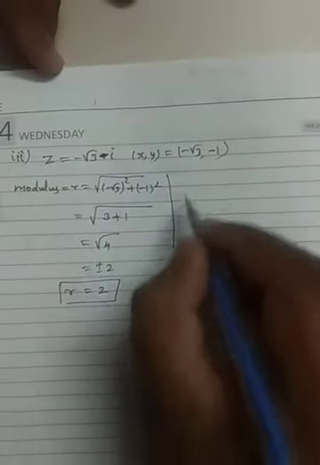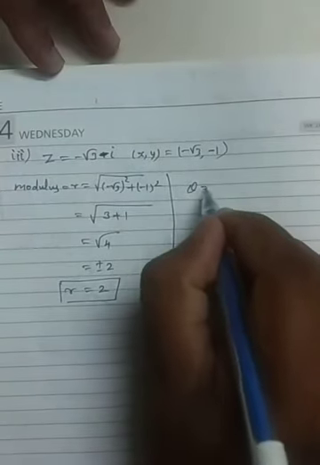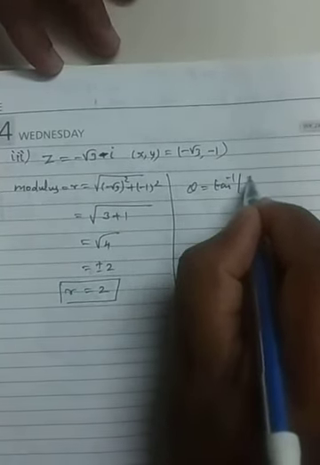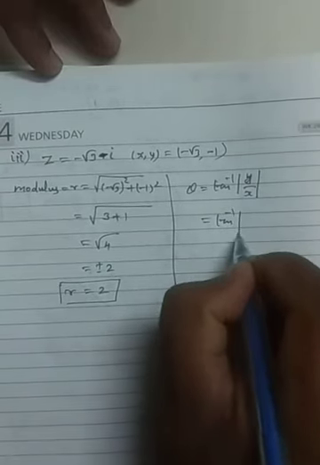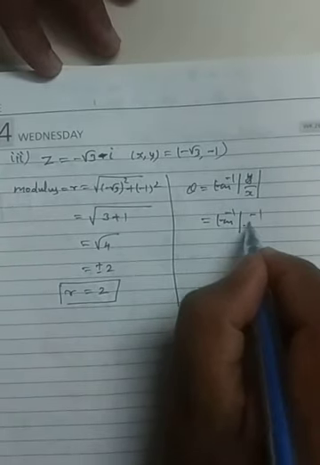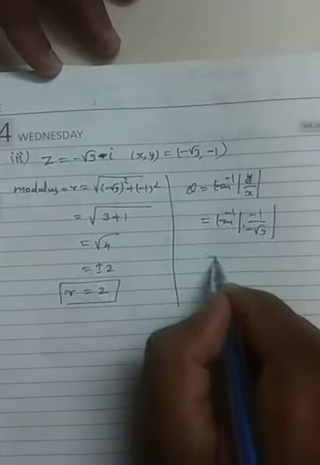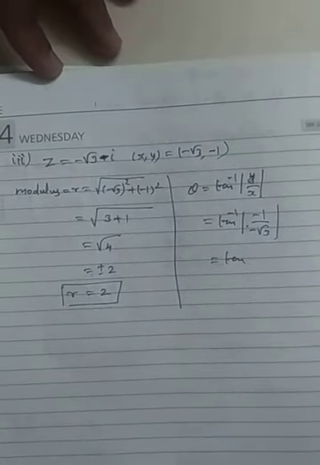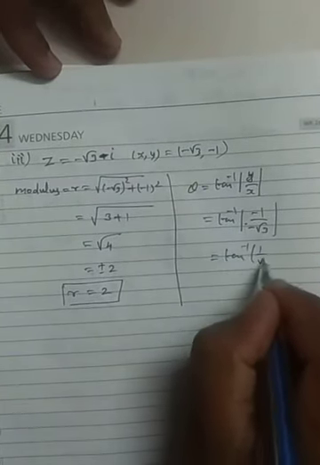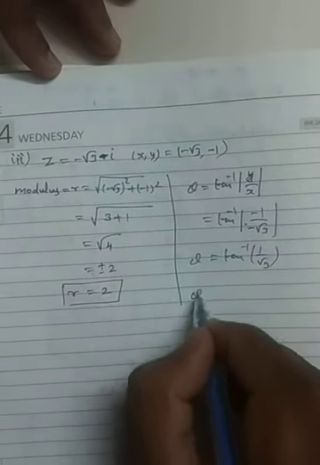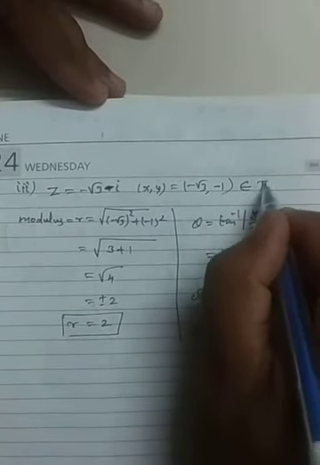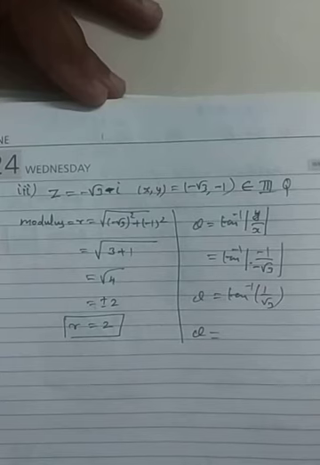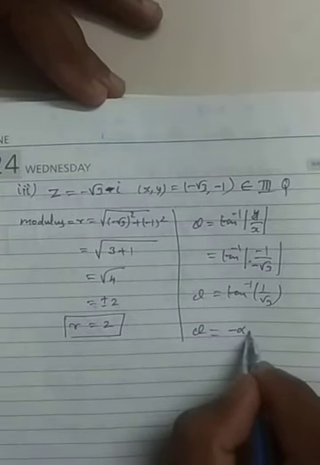Again now we are going to take theta equal to tan inverse of modulus y by x. Here tan inverse of y value, minus 1, divided by x value, minus root 3. So the minus signs cancel, and it will be tan inverse of 1 by root 3. But for the theta value, you can see here both x and y are negative, so which quadrant does it belong to? Third quadrant. Now what's the value? That is the thing we have written, right?